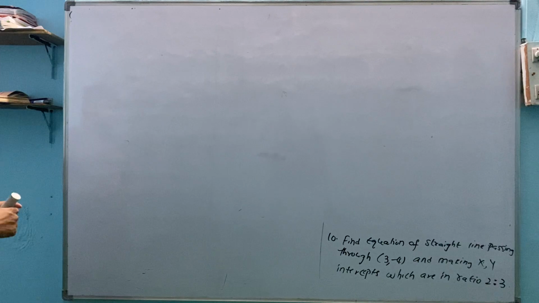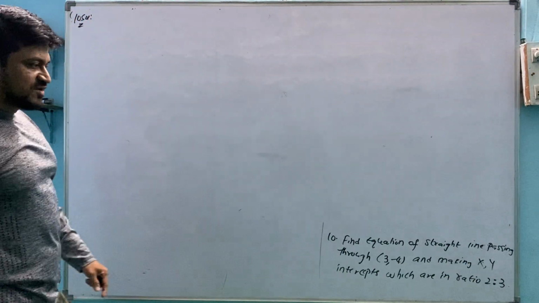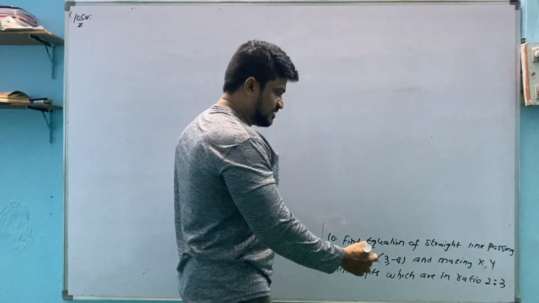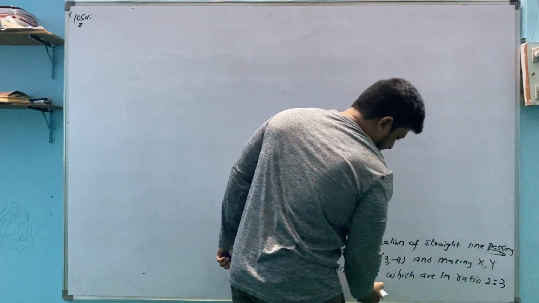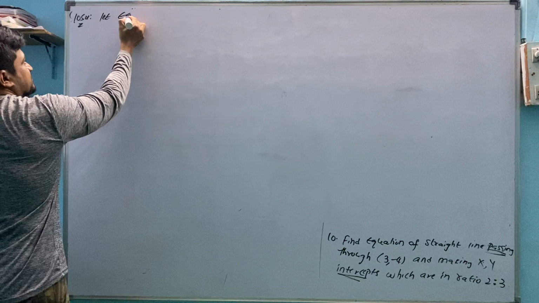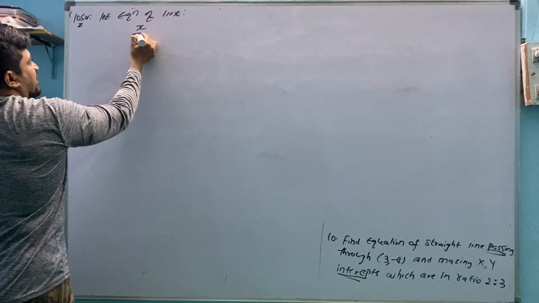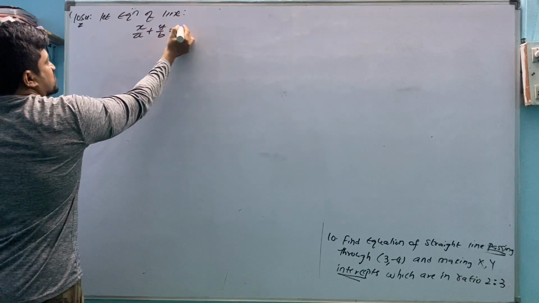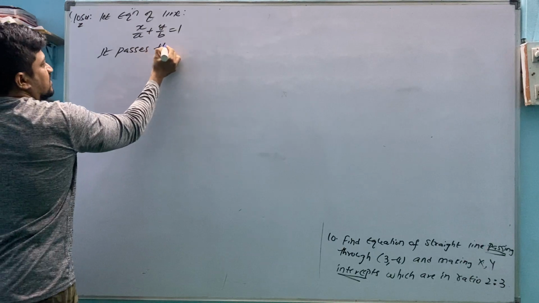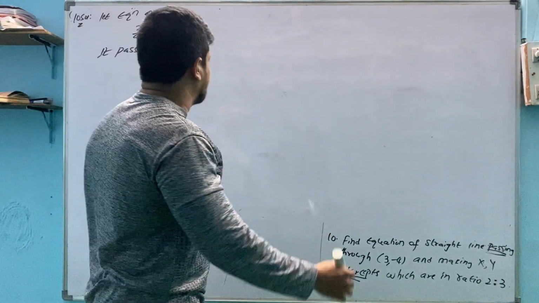In the 10th one, same thing they have given. Find the equation of the straight line passing through a point making x intercept. See, the passing word and intercepts are again mentioned. So what will we write? Let the equation of line be x by A plus y by B is equal to 1. It passes through, one point is given to us. What is that point? 3 comma minus 4.